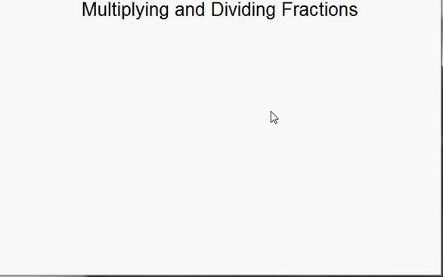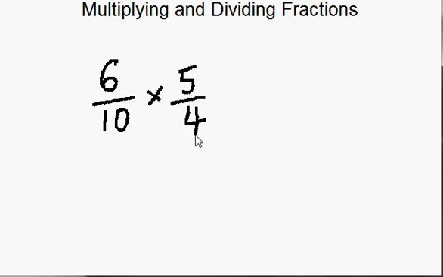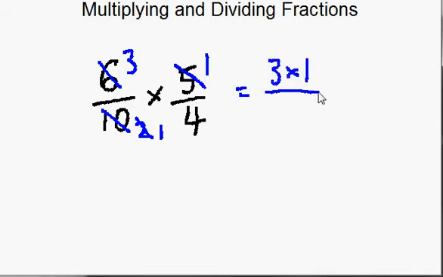Okay, let's try another example like that. If we have 6/10 times 5/4, in this case I could reduce the 6/10, but I also noticed that I've got a 5 and a 10. Dividing by 5, I get a 1 and a 2 there. Now the 6, you could divide by 2, so that becomes a 3, and this one becomes a 1. Then on the top I've got 3 times 1, and on the bottom I've got 1 times 4. No further reduction needed, so that's 3/4.